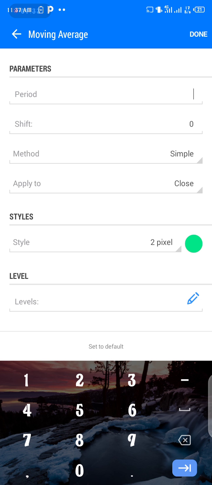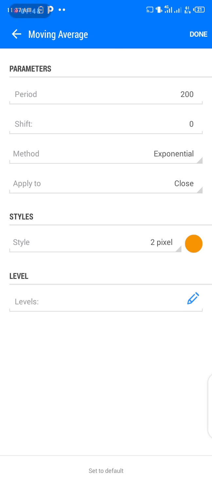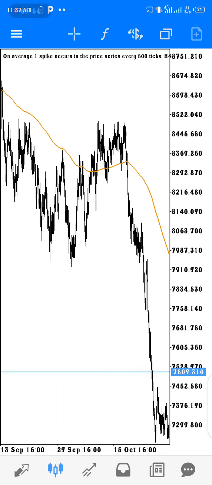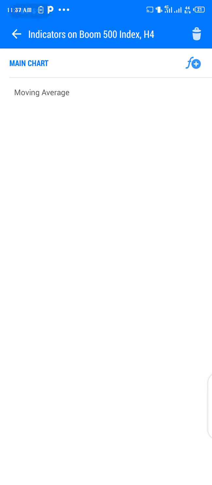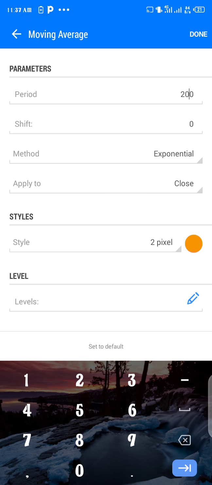Shift zero method, exponential, apply to close. I'll go for orange. Done. Added to chart. The next indicator we'll use is the EMA 14.